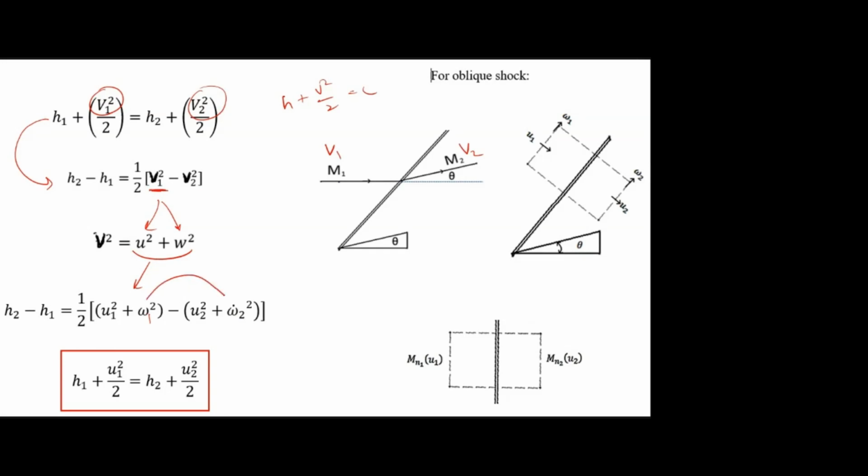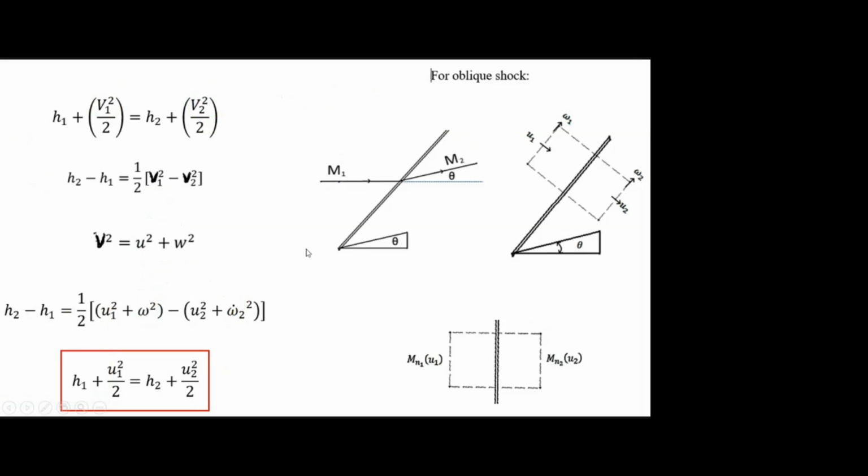And we know W1 is equal to W2, so this term will get cancelled. If you rearrange and simplify, you will get W1 square minus W2 square, so both are equal, so it is 0. So remaining only U1, U2 will be there. And if you rearrange, it will be H1 plus U1 square by 2 is equal to H2 plus U2 square by 2. So all three equations we have derived.